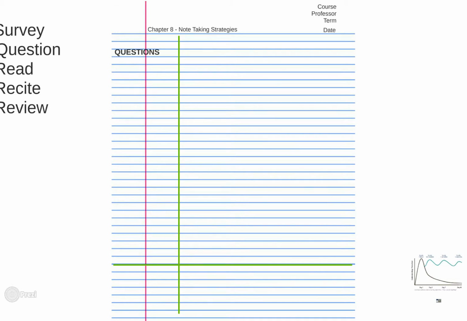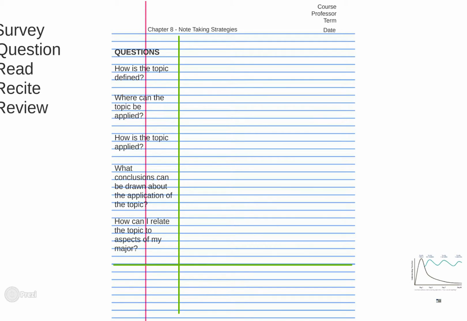Next, you're going to write down questions on the left side of that vertical line. A couple of questions that I want you to think about when you're writing, or maybe things that your professor might ask of you on an exam, but here are some things to think about. How is the topic defined? Where can the topic be applied? How is the topic applied? What conclusions can be drawn about the application of the topic?